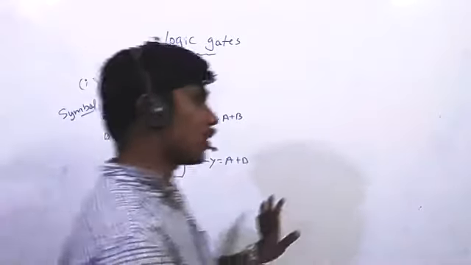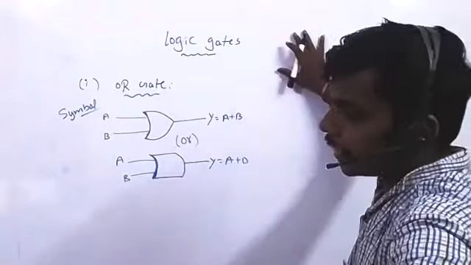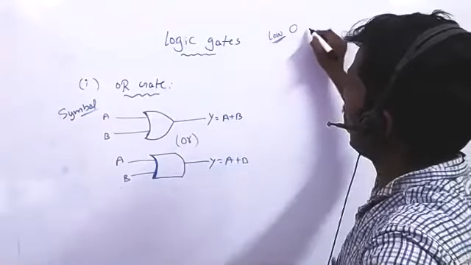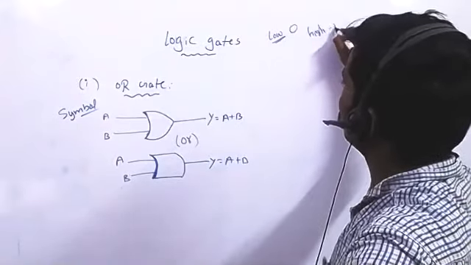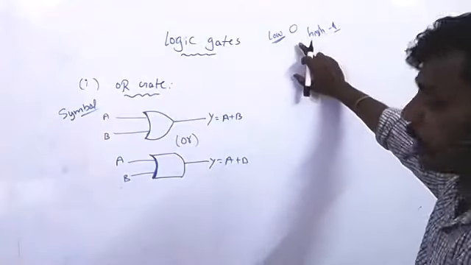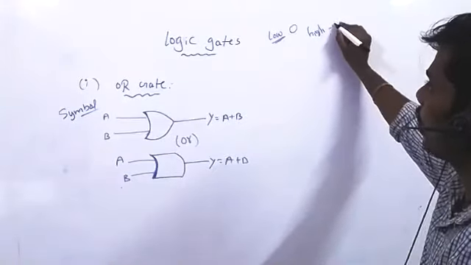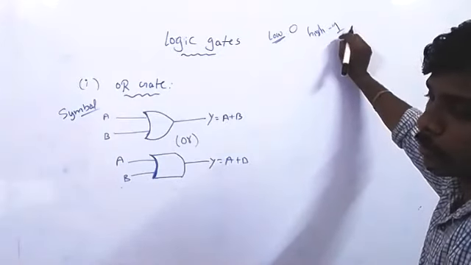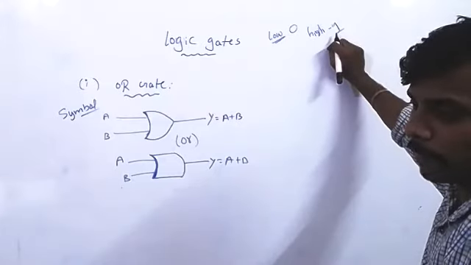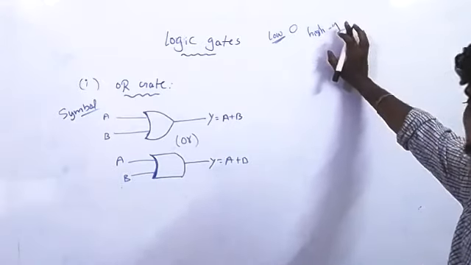Clearly try to understand. In logic gates, the output is either low, which is 0, or high, which is 1. Only digital, two numbers will be there, 0 or 1. 0 is low, high is 1. So the output you will get is always either 1 or 0. If you get 0, it is a low output. If you get 1, it is a high output. Am I clear? This is what you have to remember.